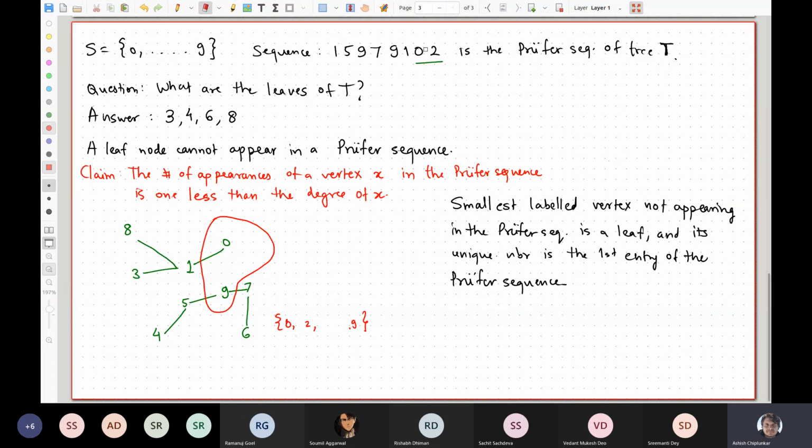What do you mean 0 is the smallest? 9 is the smallest which does not appear. Oh, yes. I thought we deleted 0. Okay, so yeah, 9 is the one. Good. Which means its neighbor is 0. Right. So 9 goes out of the vertex set, and you are left with 0 and 2.